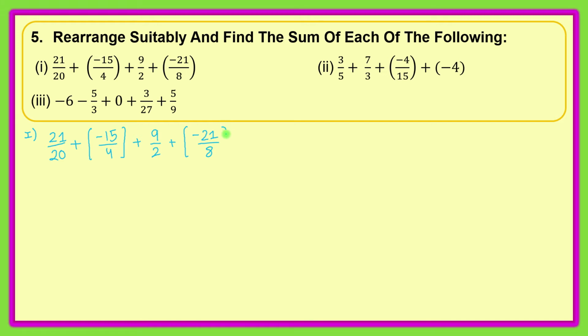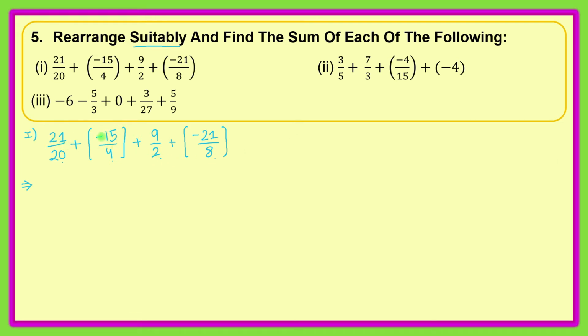So here we go. In this type of question, as the question says suitably, it means we have to use our properties of commutative and associative. Okay my friends, we have to see in which way we can solve this question quicker instead of doing it in the traditional way. As we know, 20 is the denominator here, 4 here, 2 here, and 8 here. So all of them have different denominators. If there were any two fractions which had the same denominator, we should add them first, as it would make it easier. But as all the numbers here have different denominators, we can use the direct method only. So suitably, we have to do nothing.